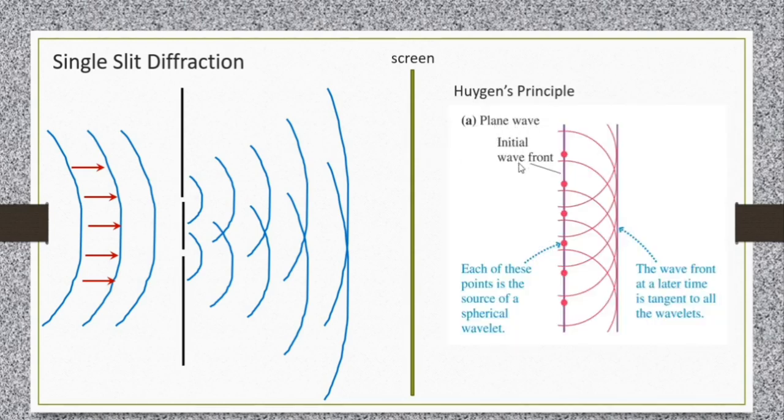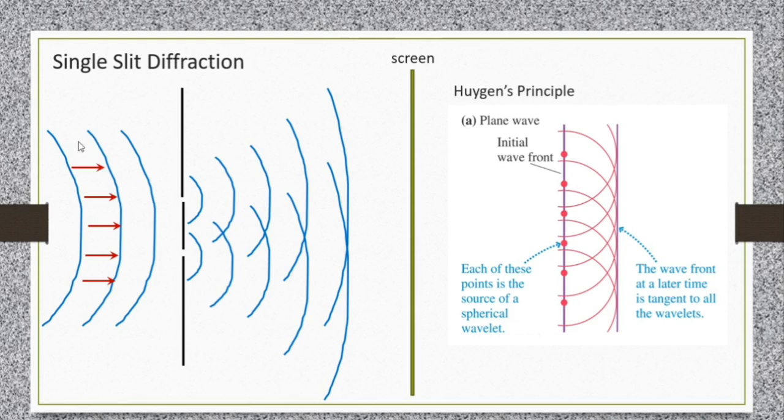Huygens' principle states that every point on a wavefront can be considered as a source of wavelets that move outward at the speed of the wave itself. For example, here I have a plane wave and we have several points on the wavefront. Each of these points is the source of a spherical wavelet, and the wavefront at a later time is tangent to all the wavelets.